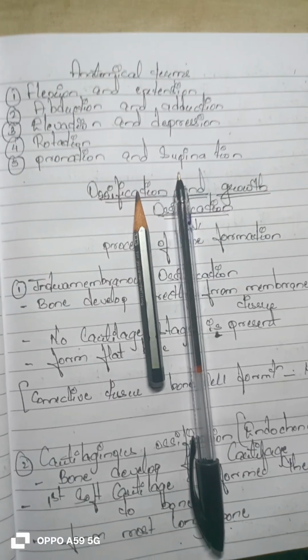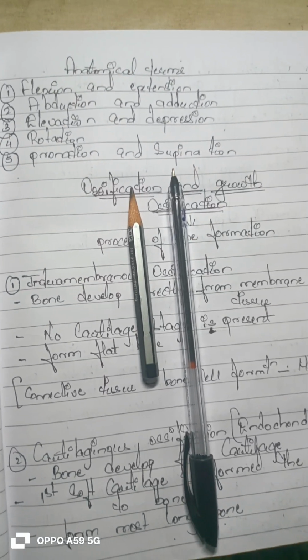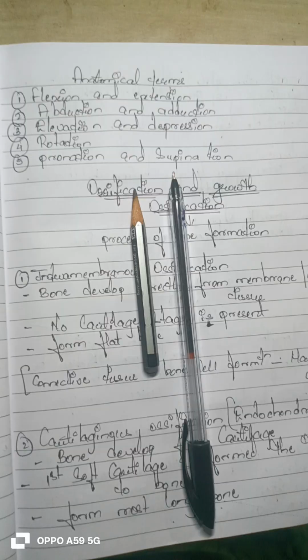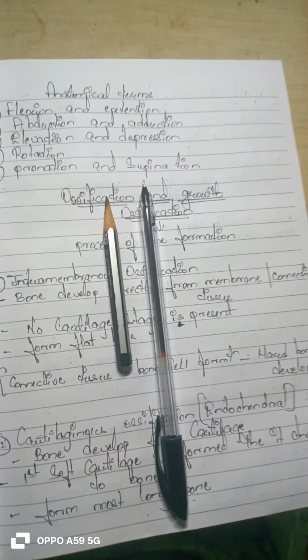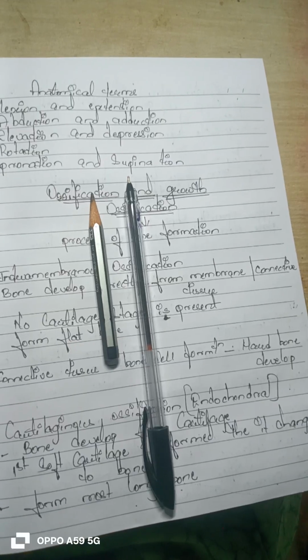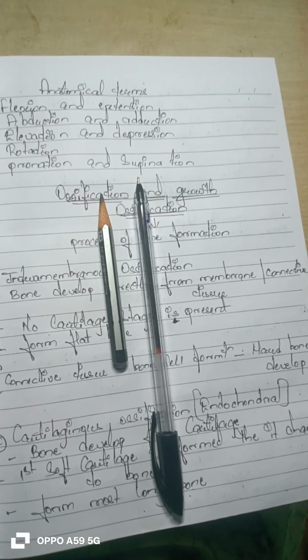After that, pronation and supination. It means rotation of the forearm or foot so that, in the anatomical position, the palm or sole is facing anteriorly. This is all about pronation and supination.